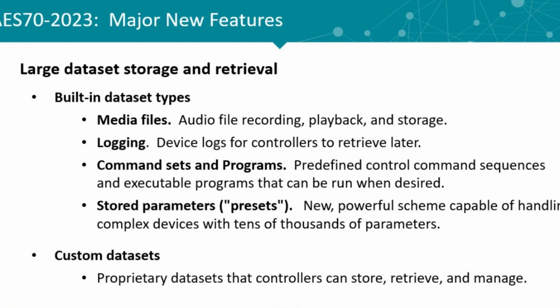So now we have audio file recording and playback, and upload and download. Logging, device logs. Command sets and programs. So now we've defined ways you can send a whole bunch of commands up to the device and then execute them later. Or you can do the same thing with binary programs if you want. And then stored parameters is basically just a preset mechanism where you upload a snapshot, download a snapshot. It's an advanced preset mechanism that allows you to do parts of a device. You don't have to have a complete device preset every time. It's nice that way. And then custom data sets for whatever you want.